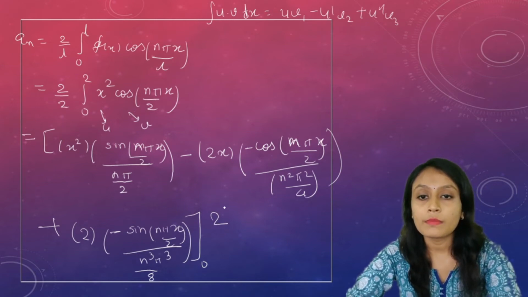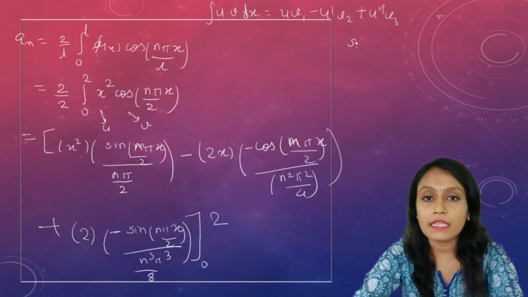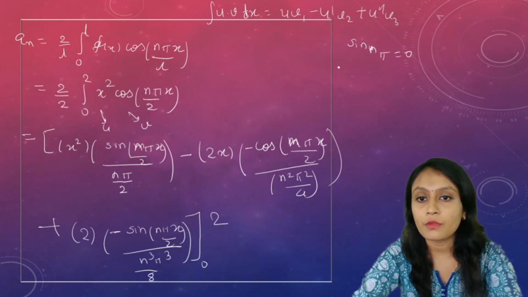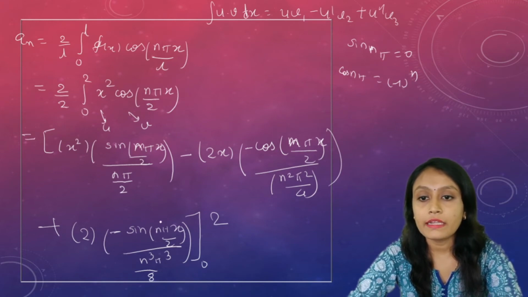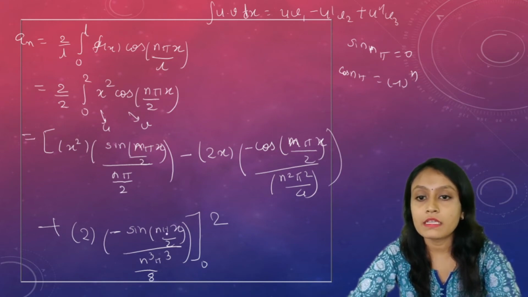Firstly we have to apply the upper limit, right? So here first apply the upper limit in the sine function. Here we have 2, so 2 will get cancelled and what remains is sin n pi. Now we know the value of sin n pi is equal to 0, and cos n pi is minus 1 raised to n. And again here we have sin n pi, that is 0.